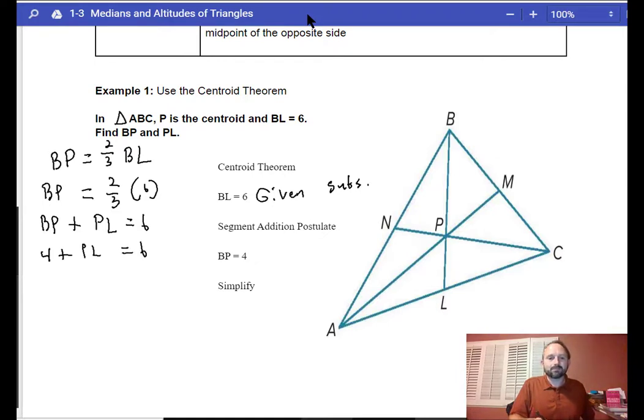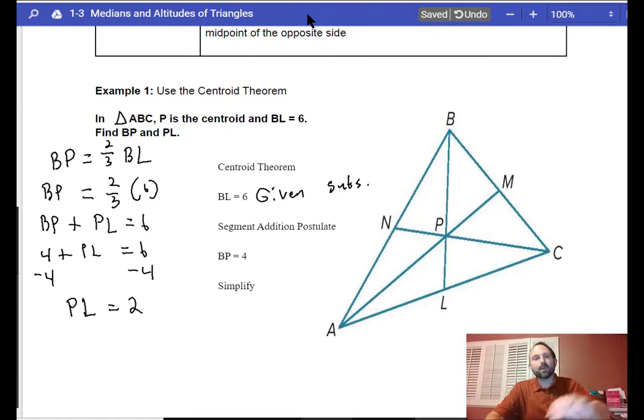All right, well, now we're going to just need to simplify it. We could do the subtraction property of equality on either side, and we get PL is equal to 2. There we go. There's example 1. We figured out what PL is from the information. Let's go.